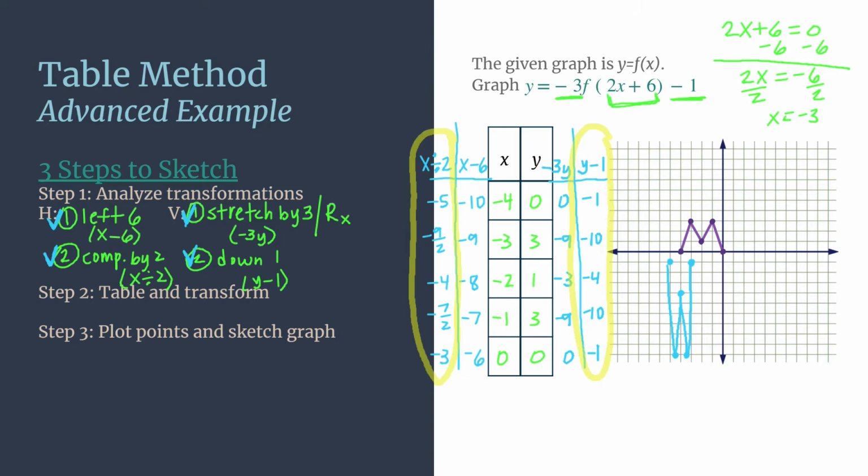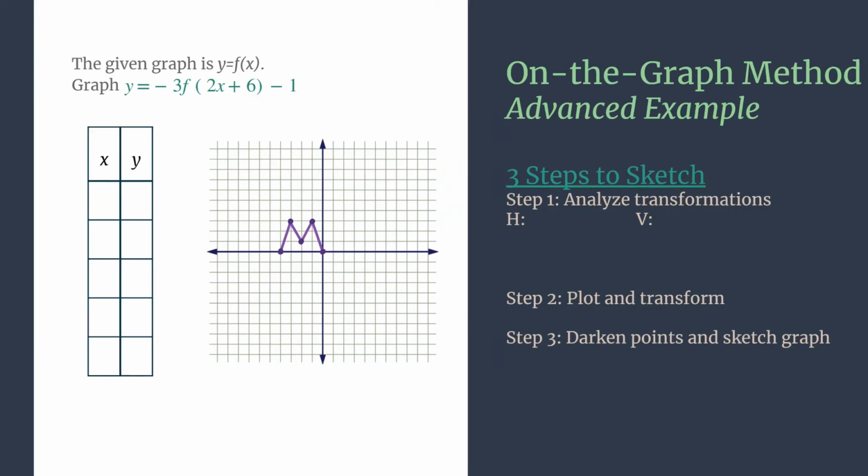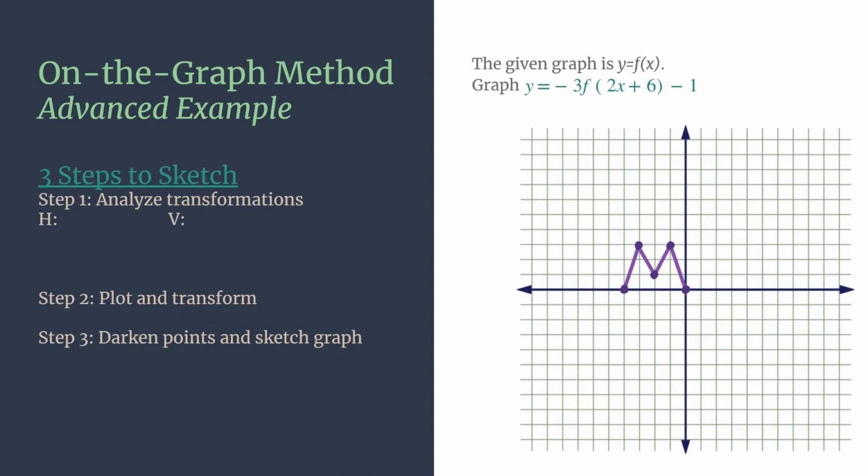So that was using our table method. Let's go ahead and look at the same problem, but this time we're going to use the on the graph method. So we'll have some intermediate graphs, and this is great because we'll get to see the graph being transformed in action. It gives a good visual. All right, so we'll go through the steps as if we have not worked this problem before, but know that it should match the result from the previous.